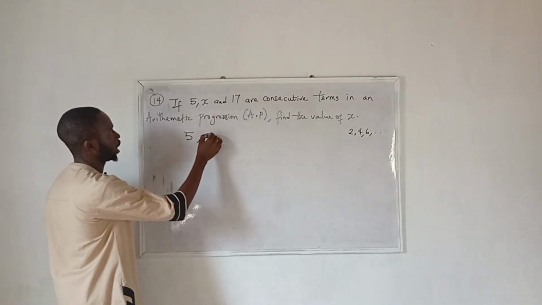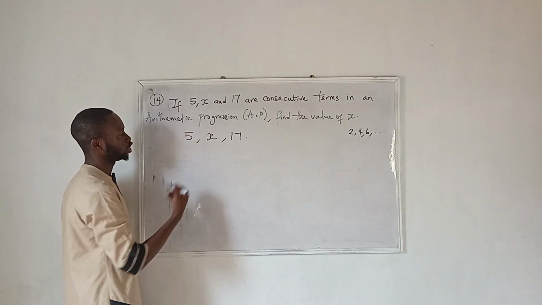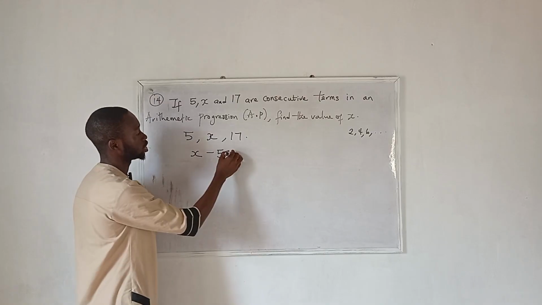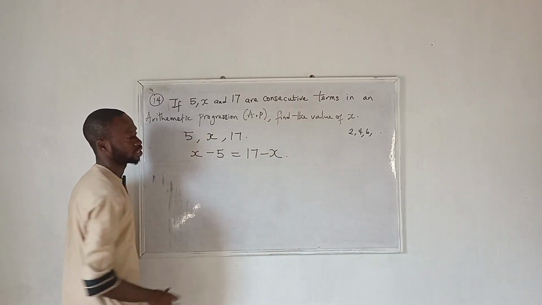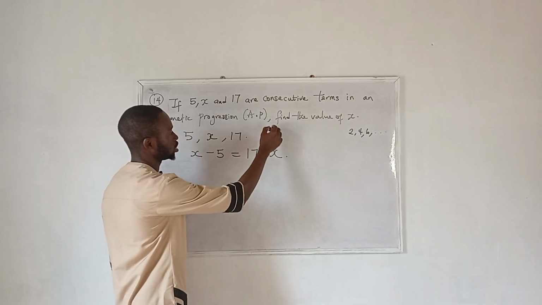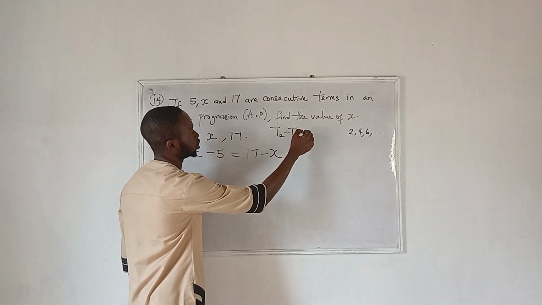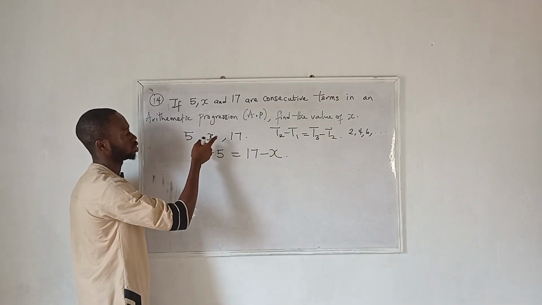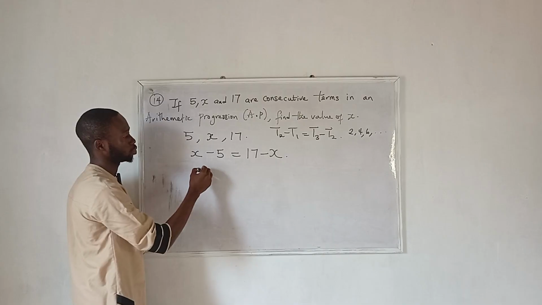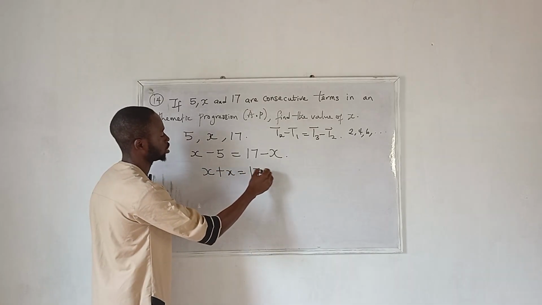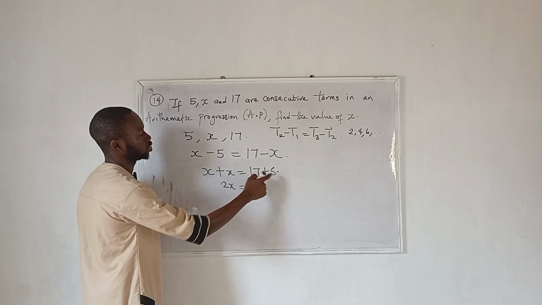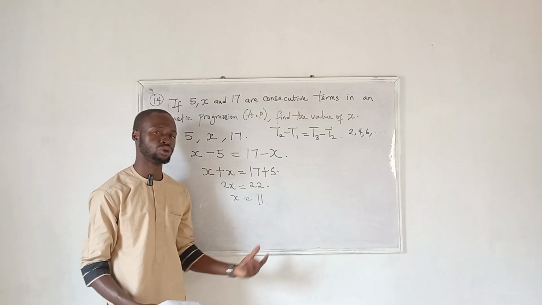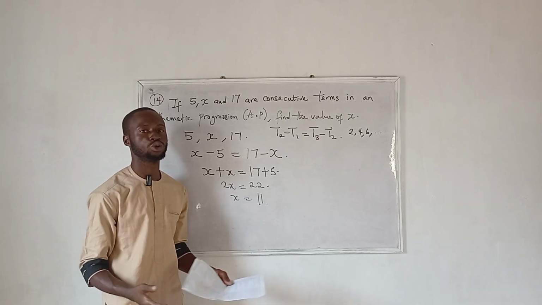If you have 5, x, 17, that means that if I do the difference between the second term and the first term, that'll be x minus 5. It will be the same thing as 17 minus x. Remember that T2 minus T1 should be the same thing as T3 minus T2. So if you collect like terms, you're going to have x plus x equals 17 plus 5. 2x equals this plus this, which is 22. x is 11. Who could have thought that it would be very simple? It's actually very simple if we observe the question properly.